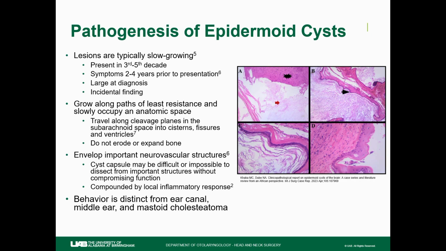The image on the right is an H&E slide. In the top left panel, the black star is normal brain tissue. The red arrow points to keratin debris in the lumen of the cyst, and the black arrow points to stratified squamous epithelium.